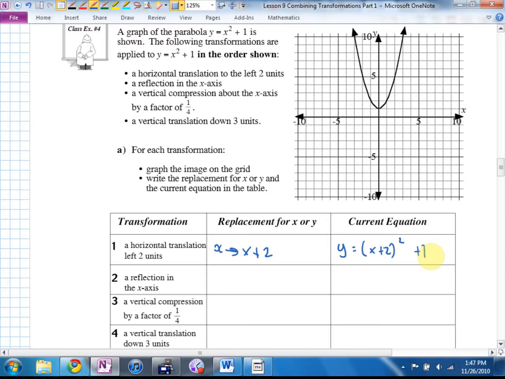Justin, what's the next thing they want me to do? Okay, I got to think about this because I always get this wrong. We're reflecting in the x-axis. So my arms are the x-axis. We're spinning around here. Is that a vertical or a horizontal reflection if we're spinning in the x-axis? Vertical. So this is going to be vertical. Replace y with what? Negative y. I'm just going to write negative y equals bracket x plus 2 all squared plus 1. I'll do my simplifying at the very end.